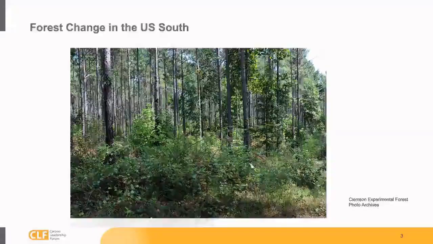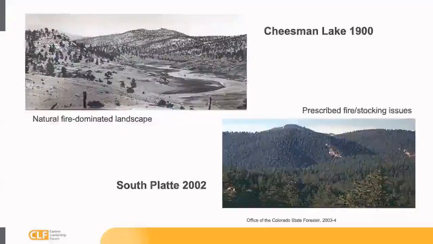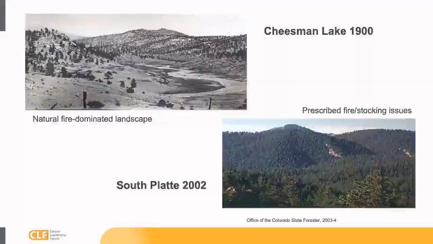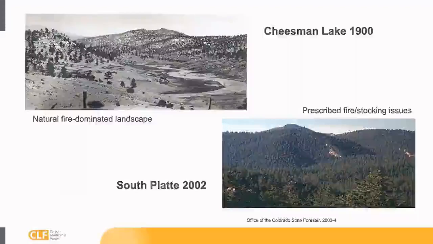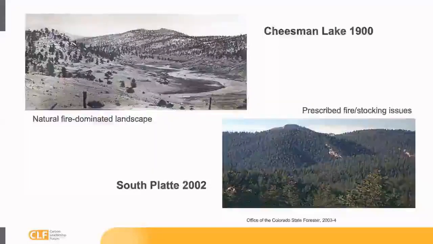But it happened all over the United States, and this is an example from Colorado. Since we talked about Colorado and the Intermountain region, I just wanted to give you a sense of what Colorado looked like. It was a naturally fire-dominated landscape, and this is the Cheesman Lake area in 1900. The Denver Water Authority put in Cheesman Lake, a man-made reservoir in this area, and this was taken before that dam began. The picture in the bottom right is what that looked like in 2002. It was not heavily managed.